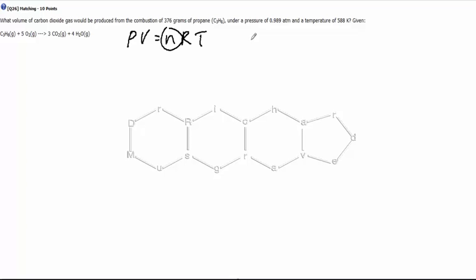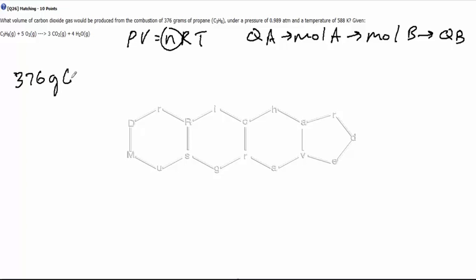Alright, so the little flowchart I've been using for stoichiometry is this one. And what we've got here is a mass of C3H8. That's going to be my quantity of A. Then I'm going to find moles of C3H8, and then I'm going to find moles of CO2. Alright, so let's see how that's going to work.